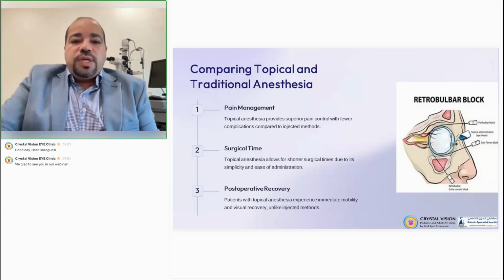To compare topical and traditional anesthesia, we are going to compare both of them in different ways: pain management for the patient, surgical time and time saving, post-operative recovery, and some topics like complications also.